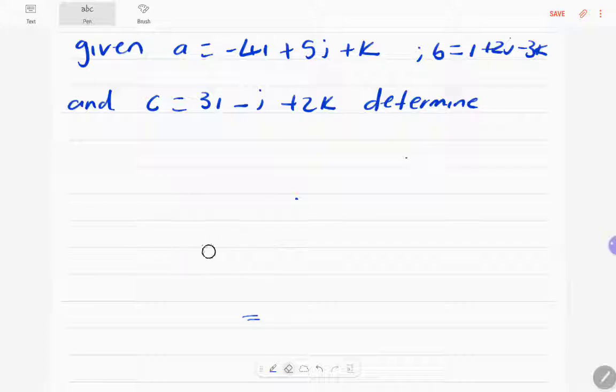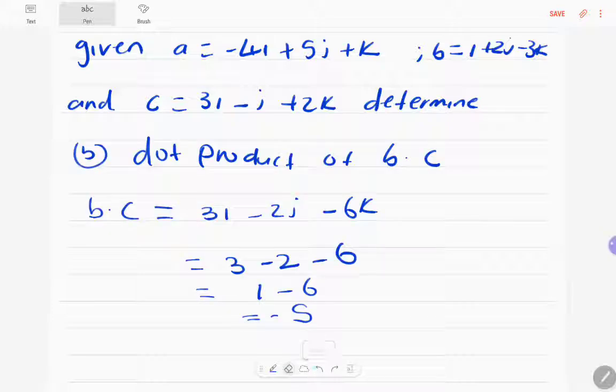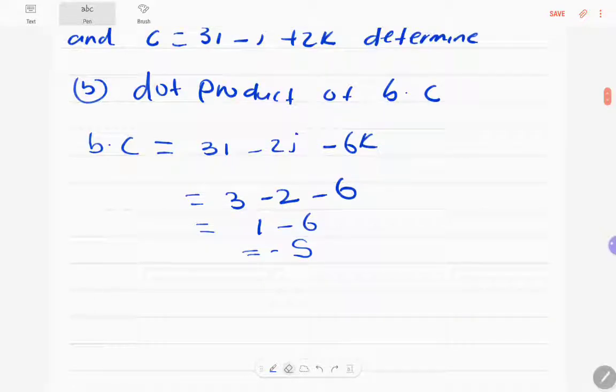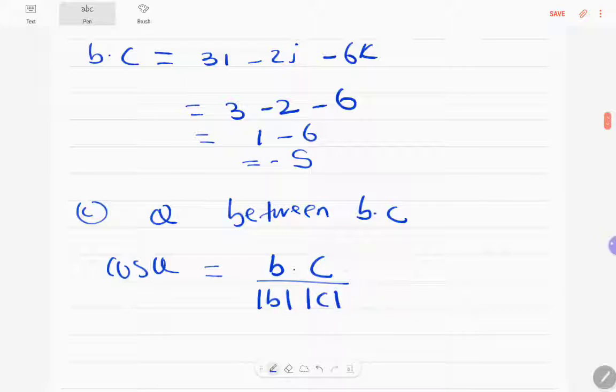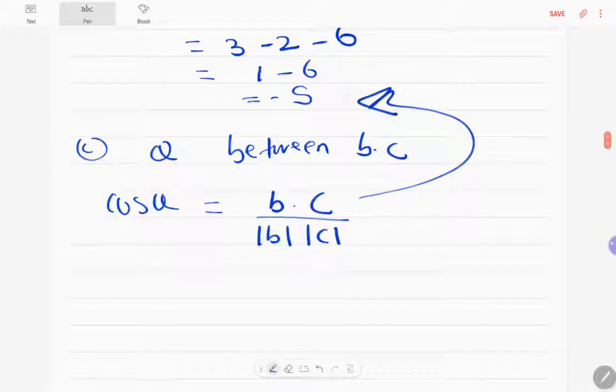The third question says we must find the angle between B and C. I was not supposed to write that. Let me bring it back. Yes. Number 3, we must find the angle theta between B and C. Now cos theta is equal to B dot C all over magnitude of B and magnitude of C. B dot C, we already have the answer, it is minus 5.